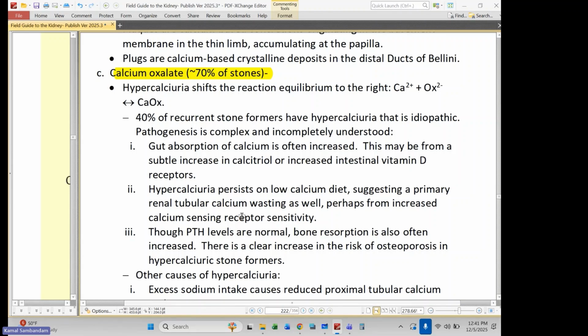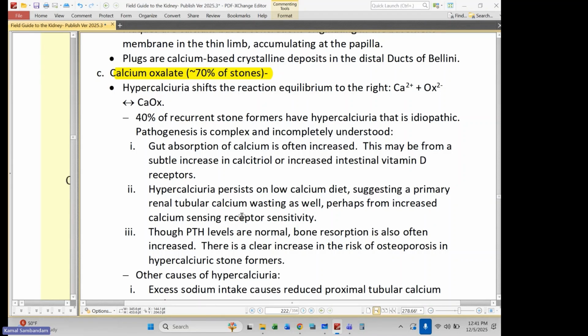So what I'm trying to say is that we are often operating in an area of uncertainty where we don't have a stone analysis. We just presume you're a calcareous stone former because I can see it on plain X-ray, which means that it's a calcareous stone. You have all the risk factors for a calcareous stone former, and 70% of the stones are calcium oxalate stones. So I just presume you're a calcium oxalate stone former.